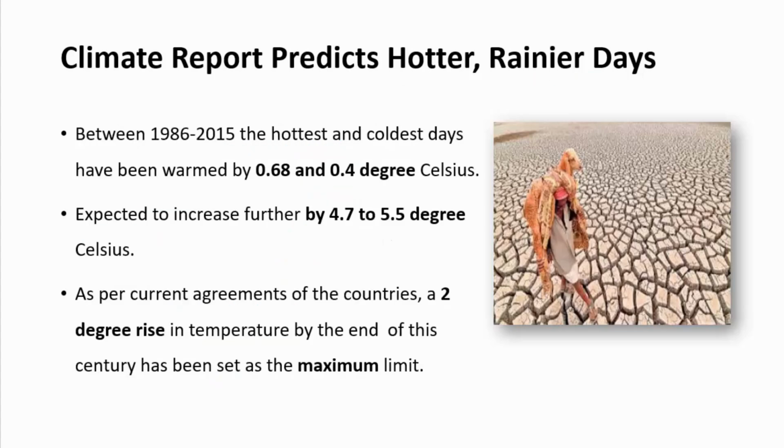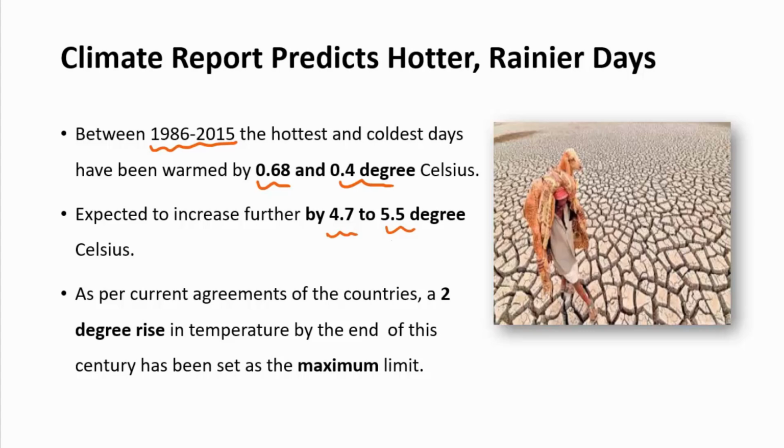Further, in this report, it also stated that from the year 1986 to 2015, the hottest and the coldest days have been warmer by 0.68 and 0.4 degrees Celsius respectively. But if this rate continues for the entire 21st century, then this is expected to increase up to 4.7 or 5.5 degrees Celsius.